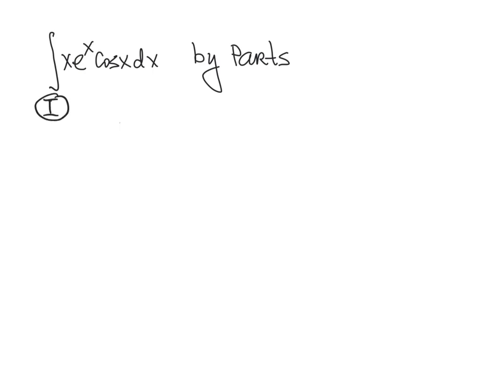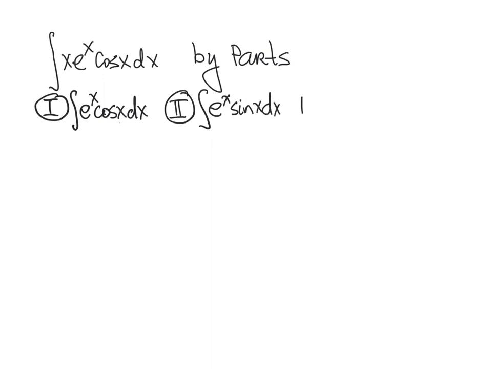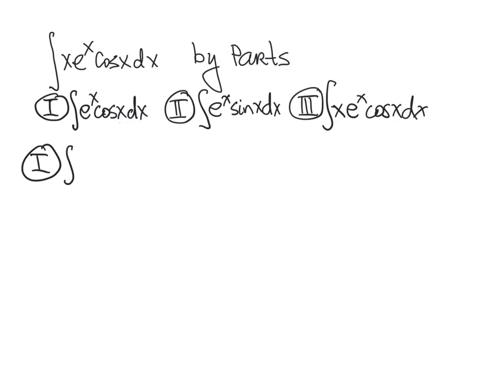The first part would be to evaluate the integral of just e to the x cosine x. The second part is to evaluate the integral of e to the x sine x. And once we have those done, we'll do the third part, which is evaluating the integral that we want, x e to the x cosine x. So let's begin with part 1, evaluating the integral of e to the x cosine x.